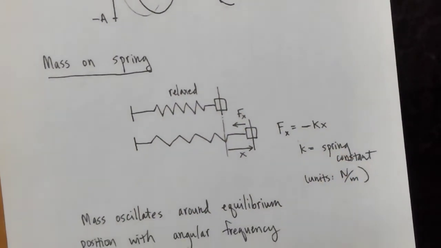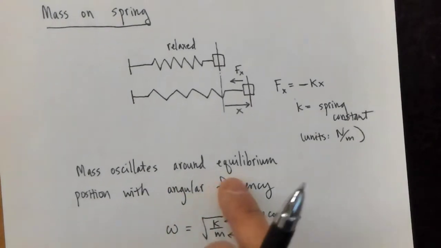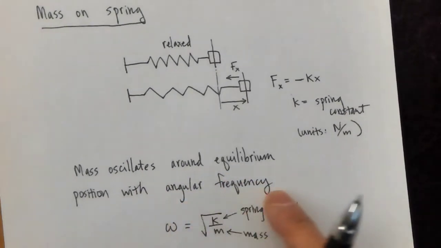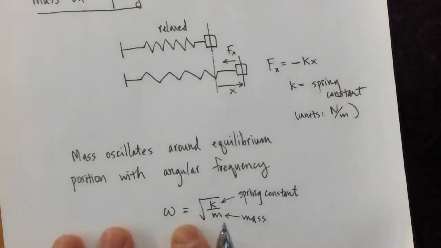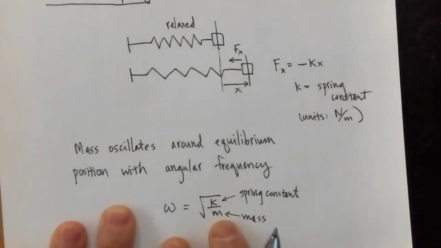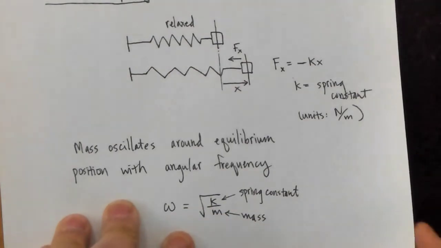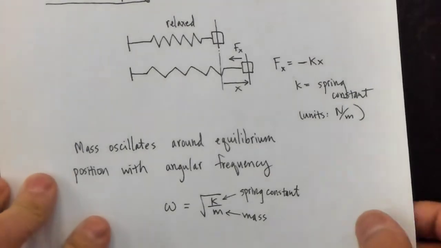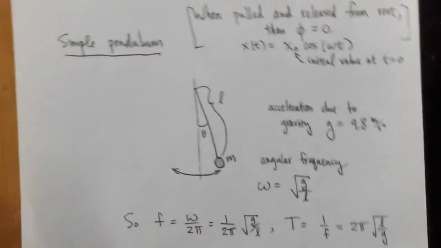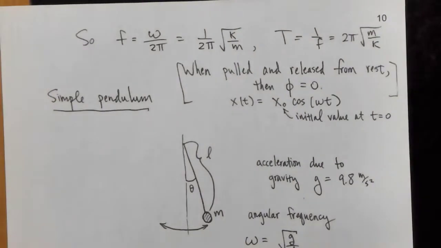So the mass on a spring, we already talked about this. We have the spring constant, okay? But for the mass on a spring, it oscillates around equilibrium. And so there's an angular frequency omega. And the main formula here is it's the square root of k over m, where k is the spring constant and m is the mass, of course. Okay, questions about this? So then if you have omega, you can get everything else.